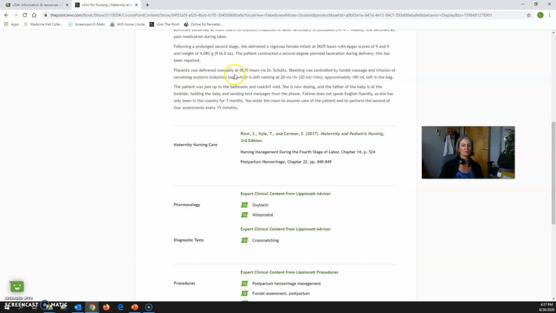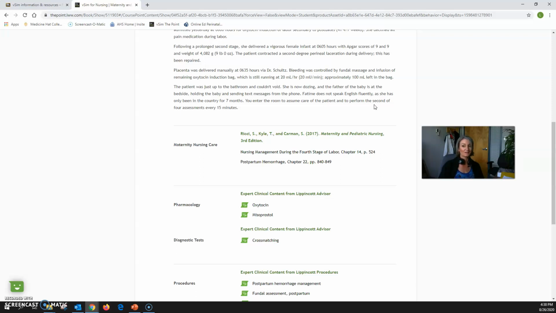Placenta was delivered manually at 06:35 hours by Dr. Schultz. Bleeding was controlled by fundal massage and infusion of the remaining oxytocin that was in the induction bag, which was still running at 20 mils an hour. And there was approximately 100 mils left in the bag. So Fatime was just up to the bathroom, was unable to void. She's now resting. Father of the baby's at the bedside, holding the baby and sending text messages from his phone.